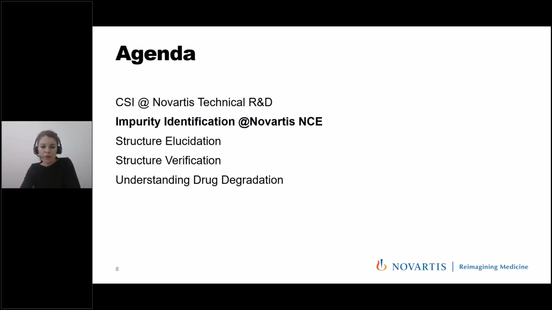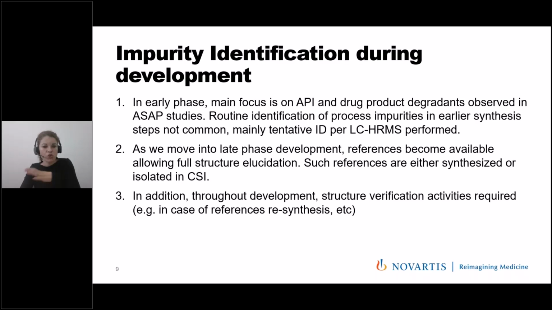Going a little bit on how we do the work related to impurity identification at Novartis, I'm going to show you a little bit the different ways that we tackle that. In early phase, our main focus is on the API and on the drug product degradants that we observed in ASAP studies, so in accelerated predictive stability studies.